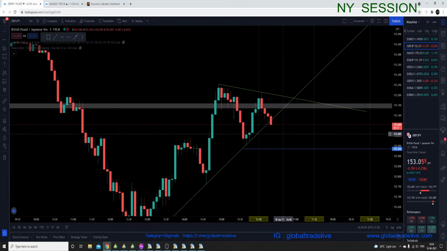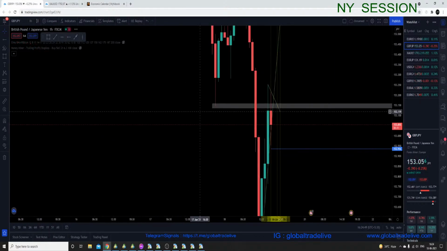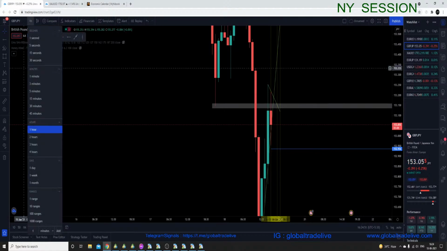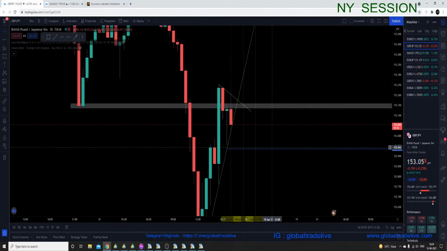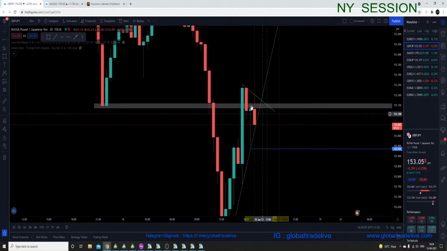So now 18 seconds left for this candle to close, and 6 minutes left for the 1 hour candle to close. Yeah, the 1 hour candle should be closing bearish. The 30-minute is also already coming down, creating a resistance over here.